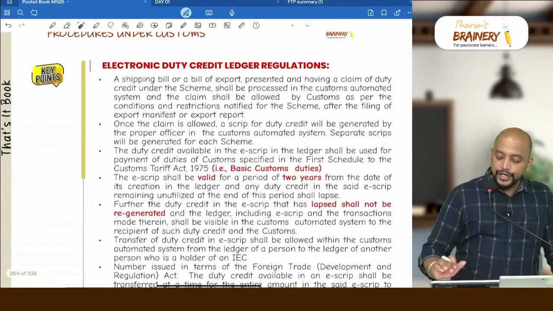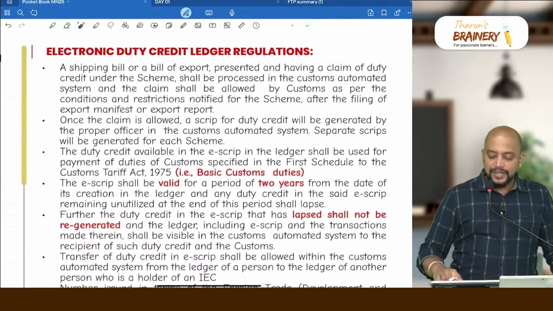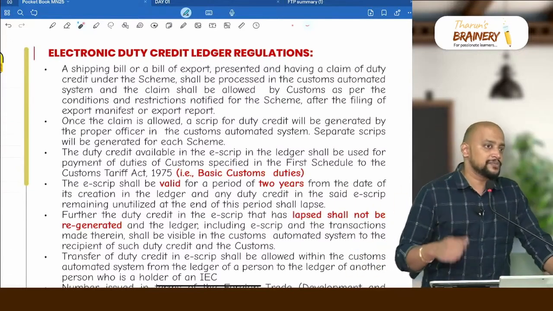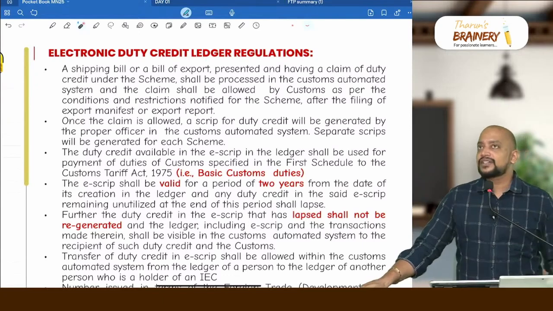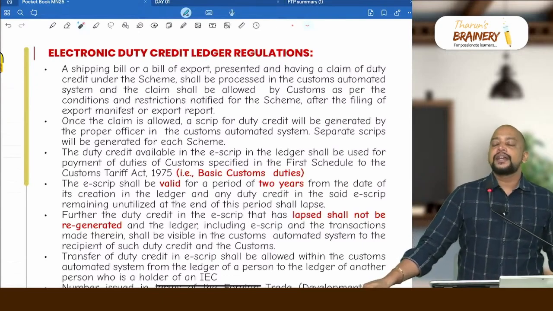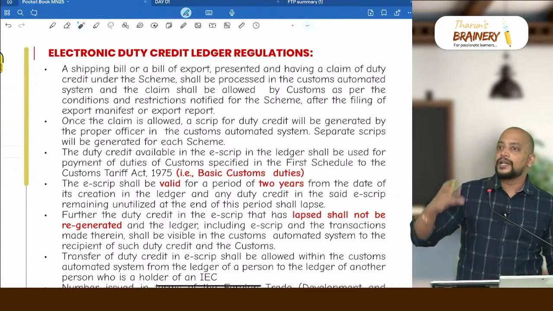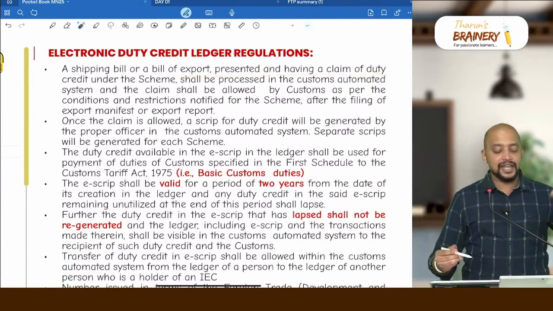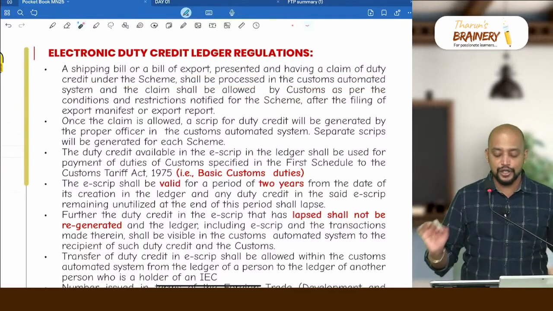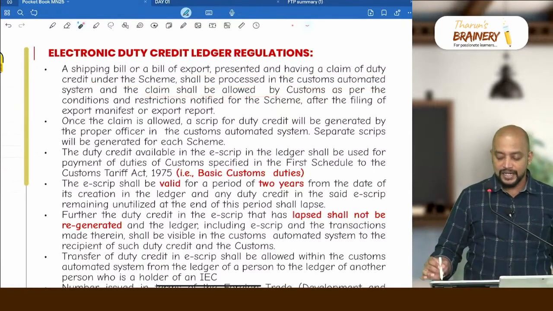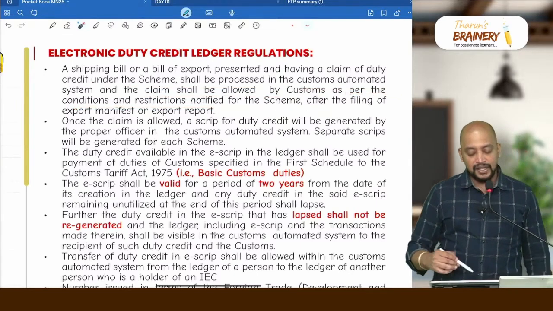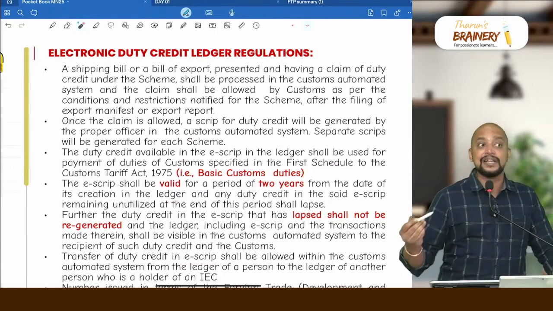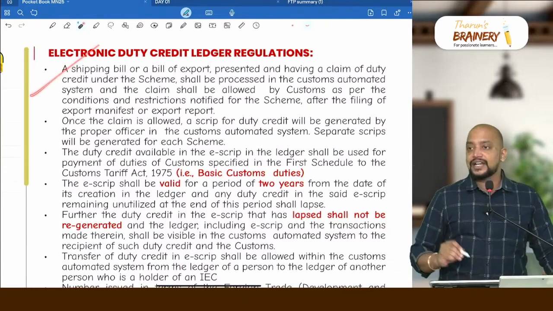Next, electronic duty credit ledger regulations. So what happens is that whenever you are eligible for any kind of incentive under foreign trade policy or under customs, as soon as you file the shipping bill, if you are eligible for a refund, an e-scroll will be generated and that will be credited to the electronic duty credit ledger. A shipping bill or bill of export presented and having a claim of duty credit under the scheme shall be processed in the customs automated system, and a claim shall be allowed by the customs as per the conditions and restrictions notified for the scheme after filing export manifest or export report, because they need to check whether really the goods are exported or not, then they will create an e-scroll.